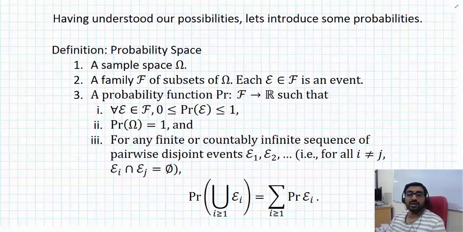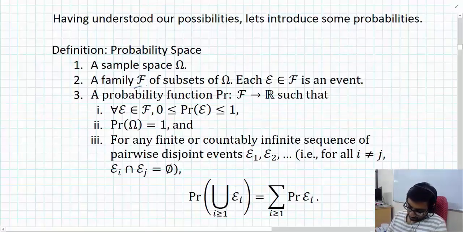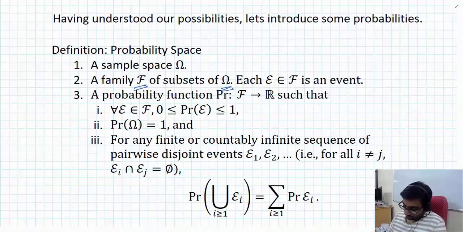And these events that we are interested in are captured as a family F of subsets of the sample space omega. And each element of this family is an event that is of interest to us.